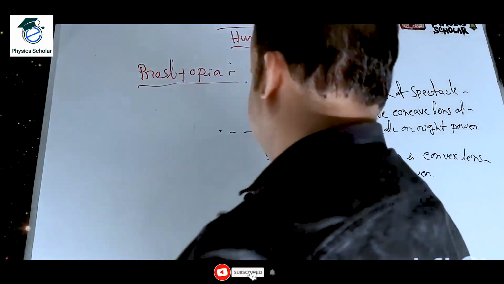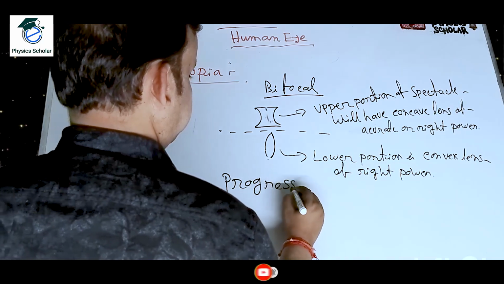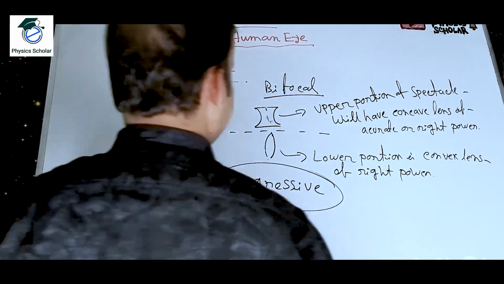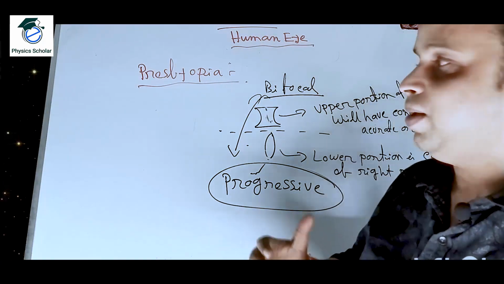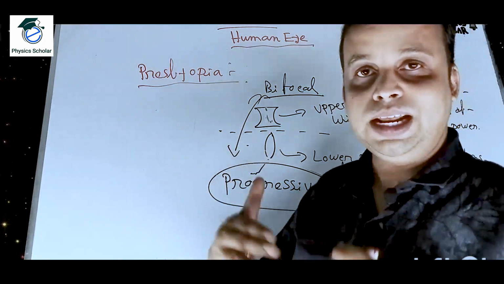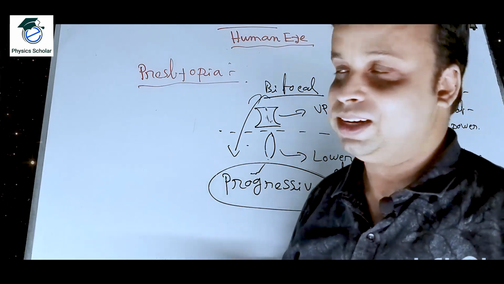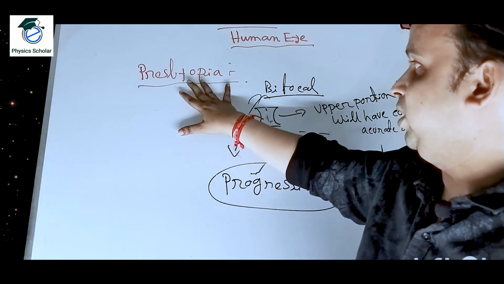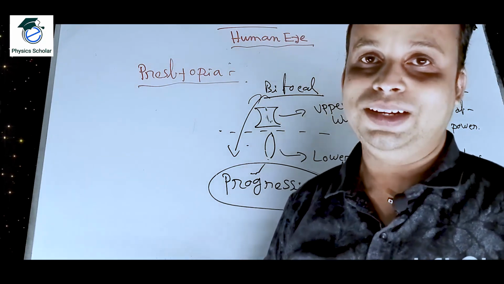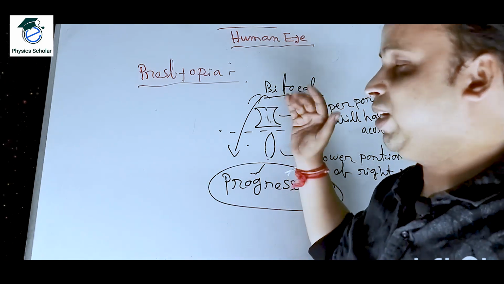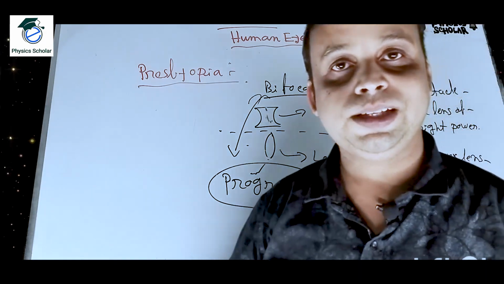Nowadays, progressive lenses are there, which can be used instead of bifocal. This is more advanced, and they can see the nearby as well as the distant object properly with the progressive lens. So hope you have understood what presbyopia is, for old people. We can also rectify it. Now bifocal lenses are available and progressive lenses are also available.